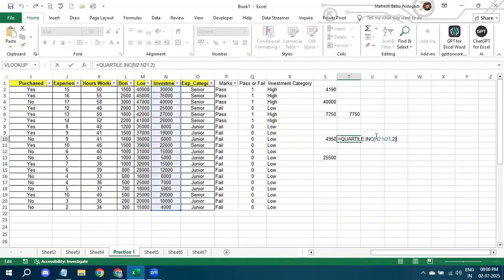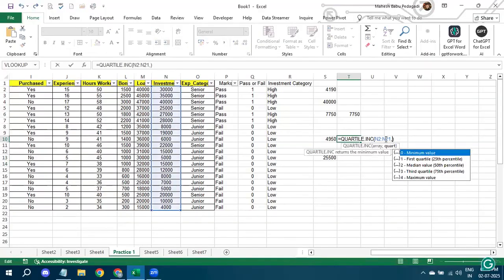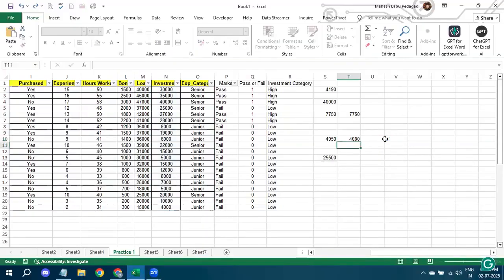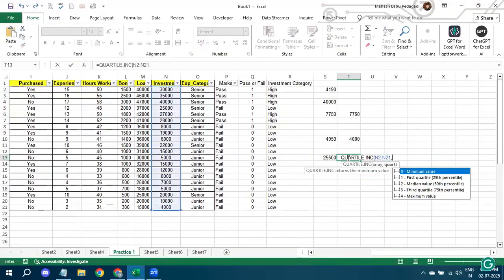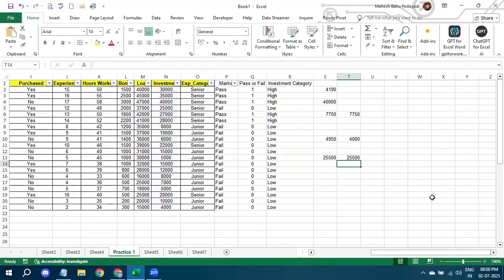Yeah, 50th percentile. Quartile, include all the range of data, comma 3, I will get the third quartile value. Okay.